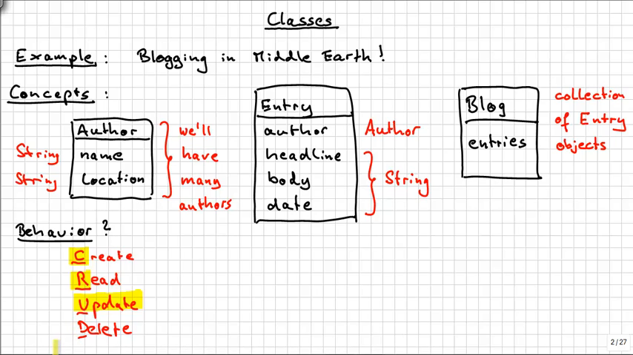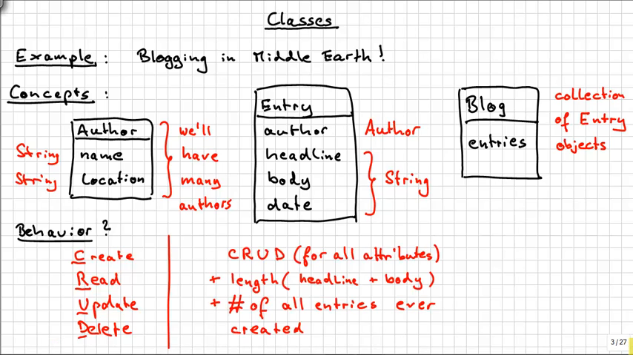Now we will focus on creating, reading, and updating because deleting will happen behind the scenes using Ruby's garbage collection. So for the author class, we will literally focus on creating, reading, and updating. And when we get to the entry class, we will add behaviors to determine for a given instance of an entry class what the length of the headline and the body text of this entry is. So this will be a method that we will add to the entry class.